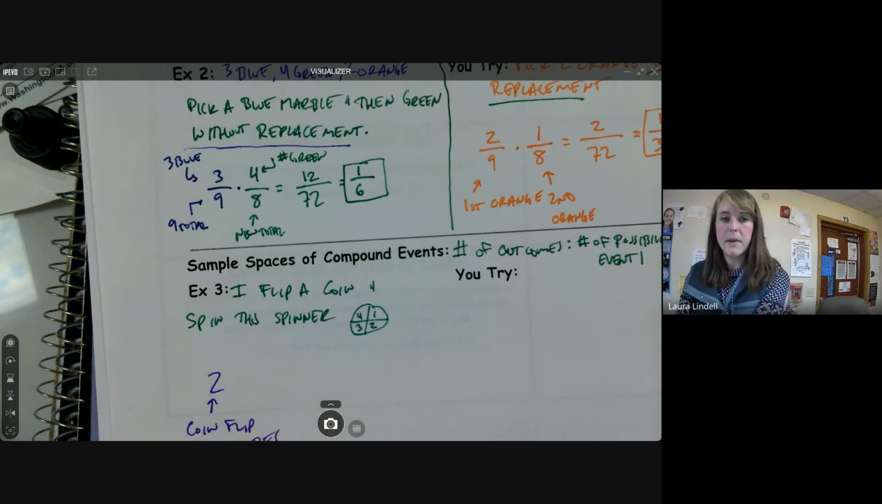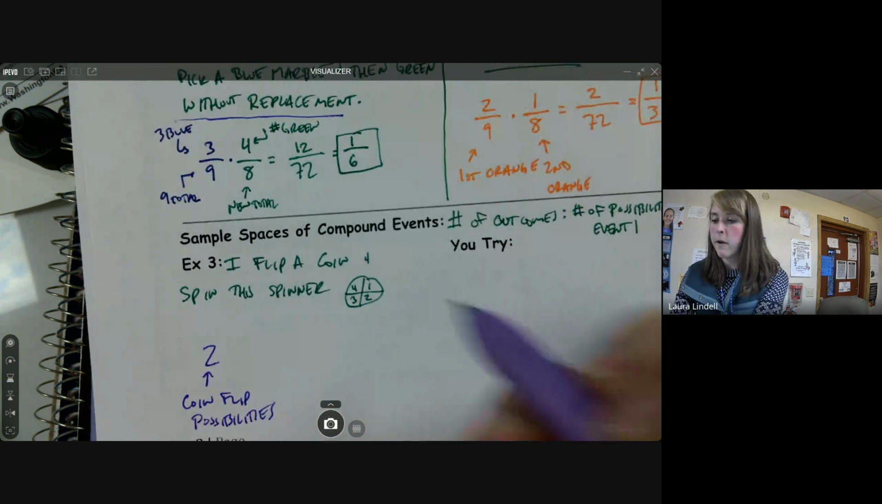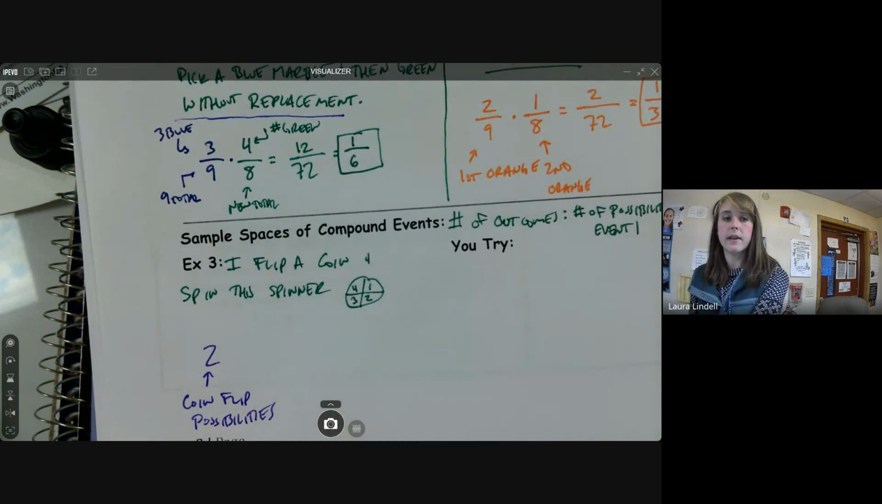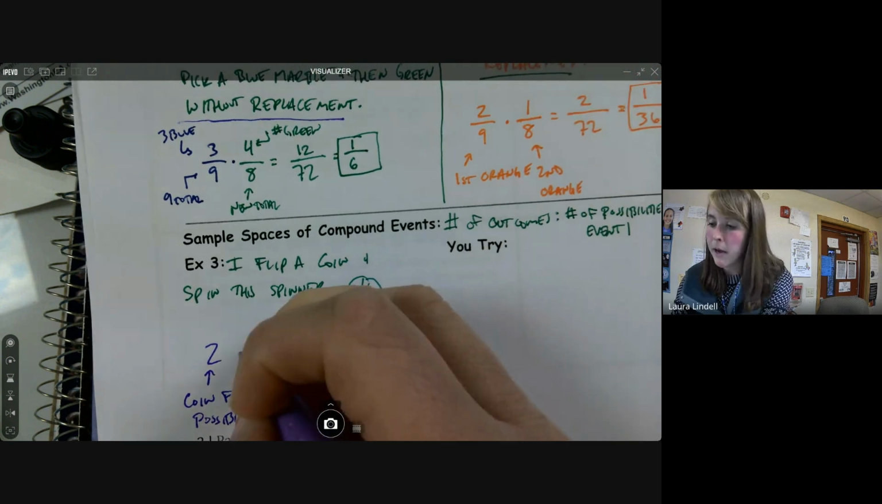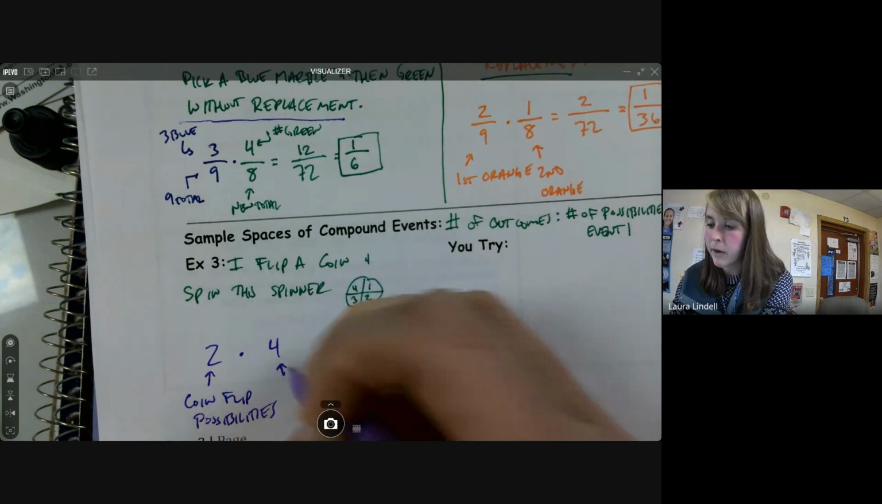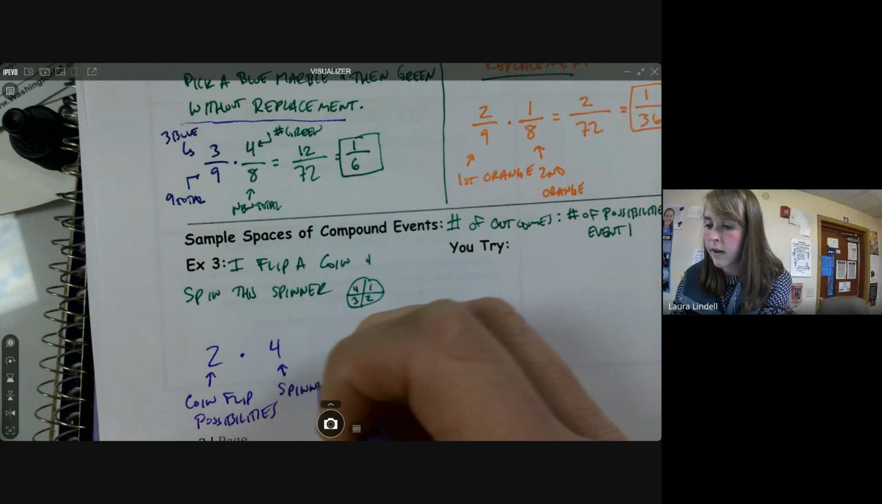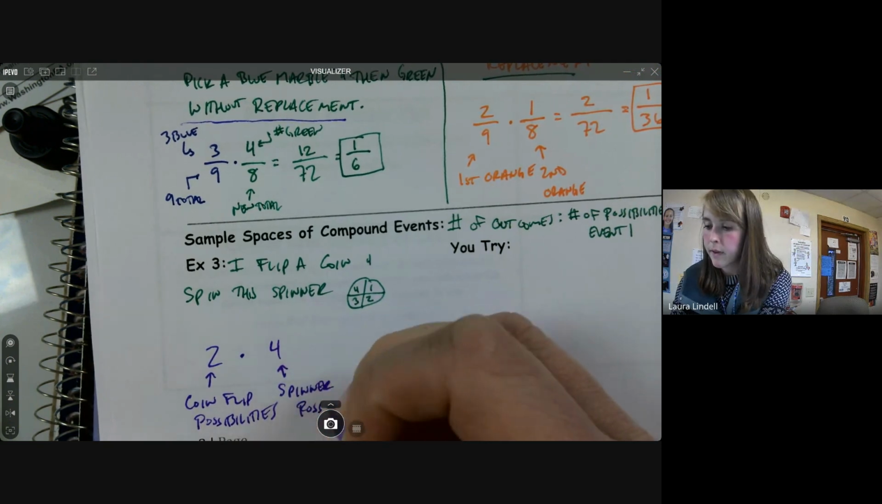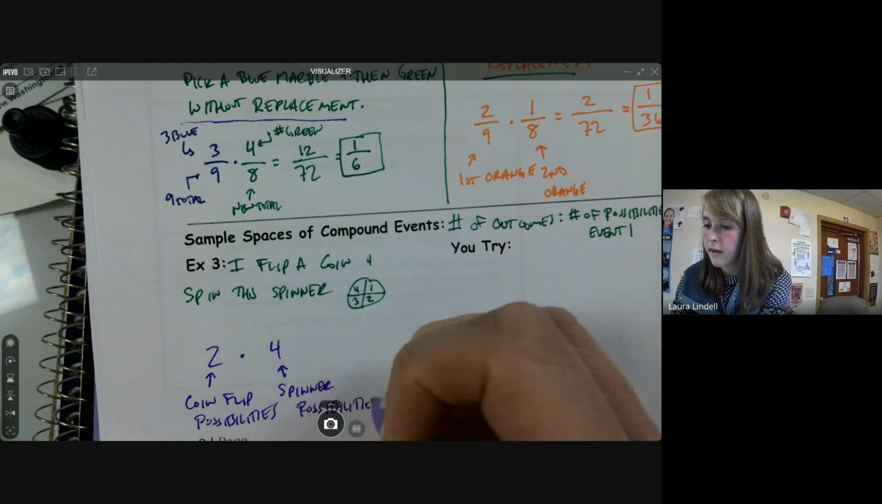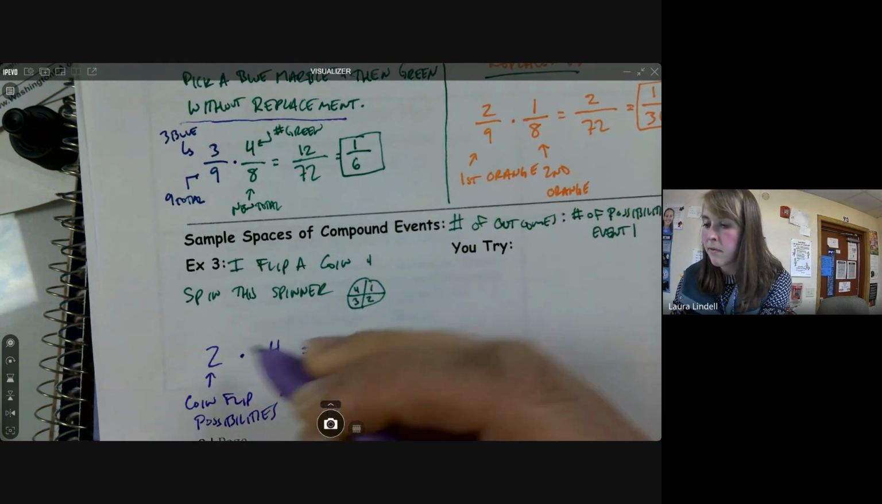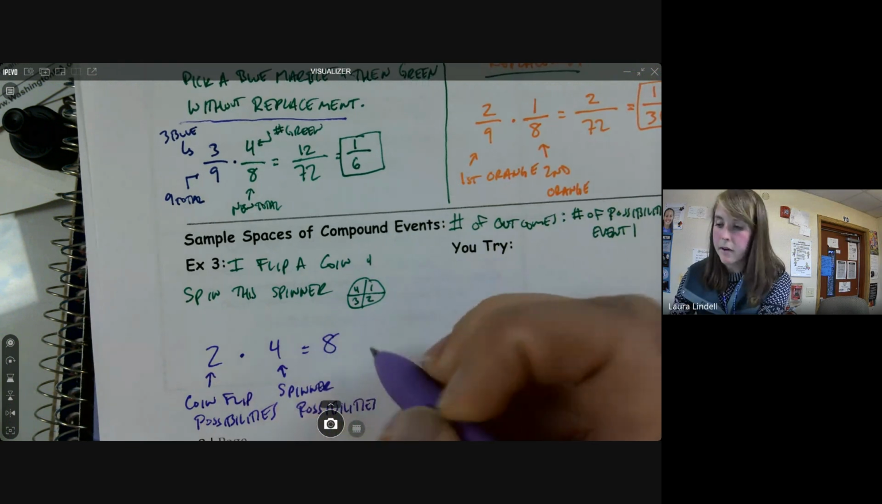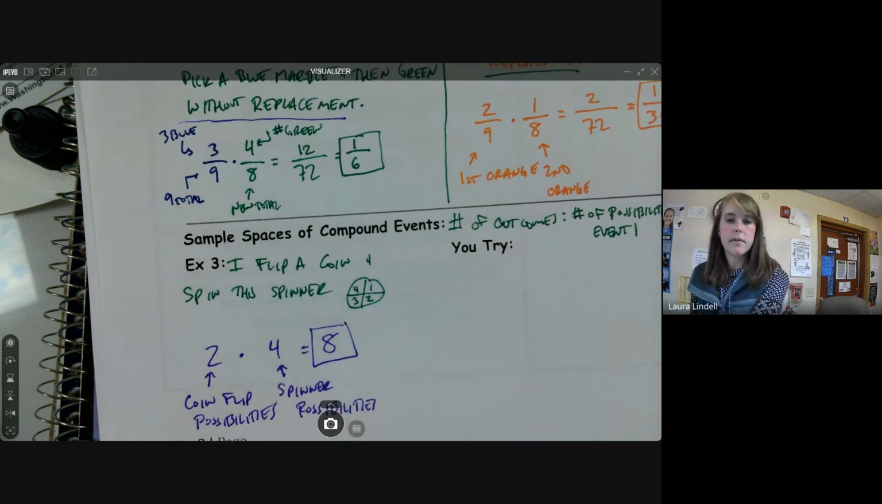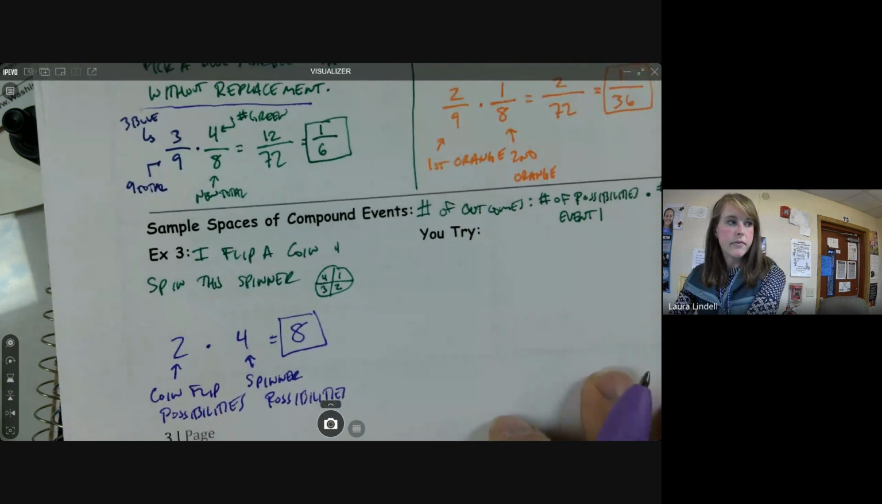And then when I spin the spinner, there's 4 different sections. So there's 4 different things it could land on. So I'm going to multiply by 4 because that's the spinner possibilities. So 2 times 4 is 8. That is our total number of outcomes. Okay. So you're just multiplying the number of possibilities from each event.